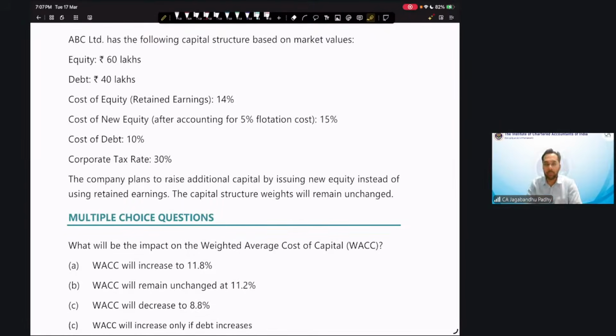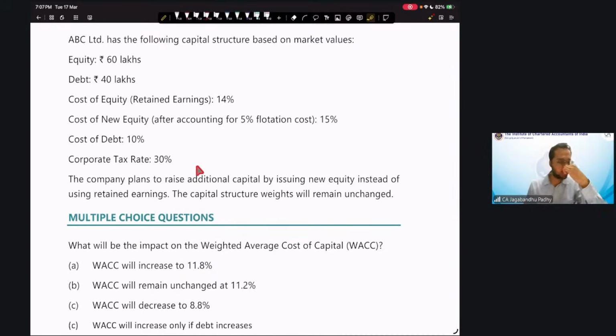Now, ABC Limited has the following capital structure based on the market value. So we have equity 60 lakhs and debt market value is 40 lakhs. Cost of equity is 14%. Cost of new equity after accounting for 5% flotation cost is 15%. And cost of debt is 10%, corporate tax rate is 30%. Company plans to raise additional capital by issuing new equity instead of using retained earnings. The capital structure will remain unchanged. What will be the impact on the weighted average cost of capital?